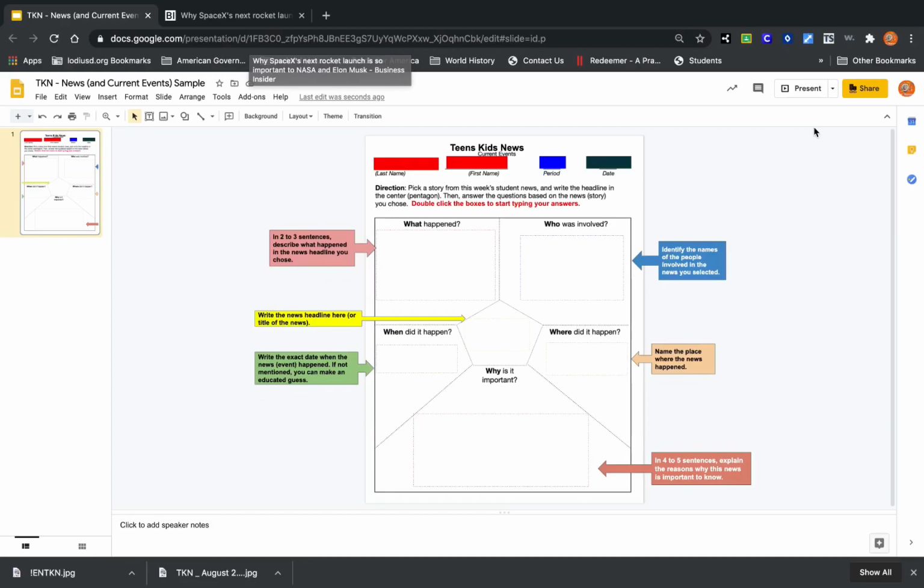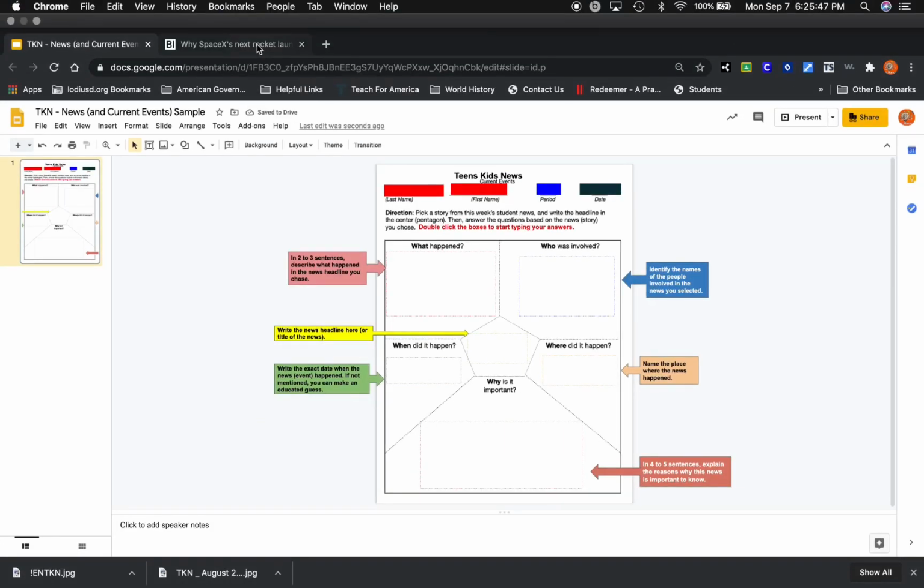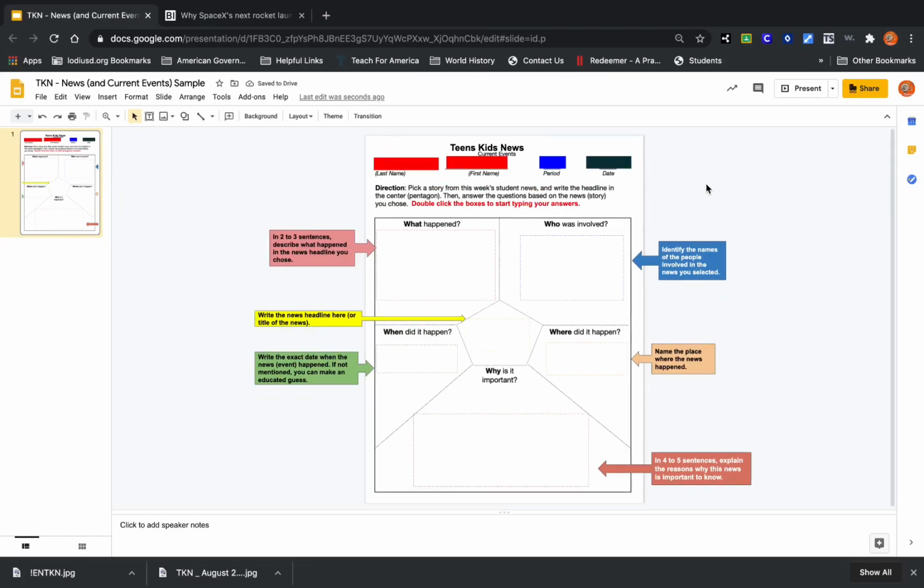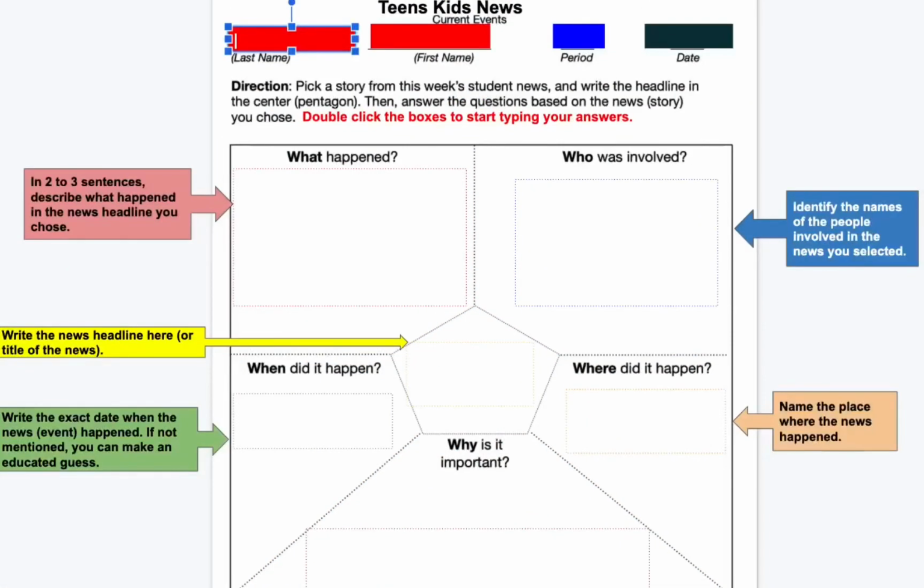It's just one page, and of course you need to fill in the basic information first. Last name, I will use mine as an example, and first name, and then of course your class period. Don't forget to fill in the date as well. So I will use the date for today, September 8, 2020.